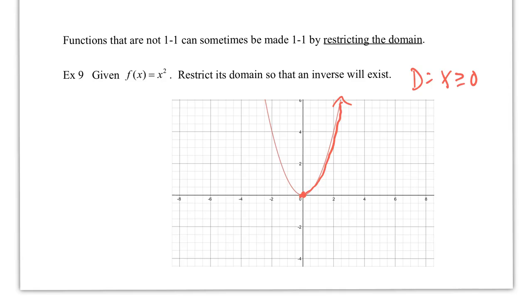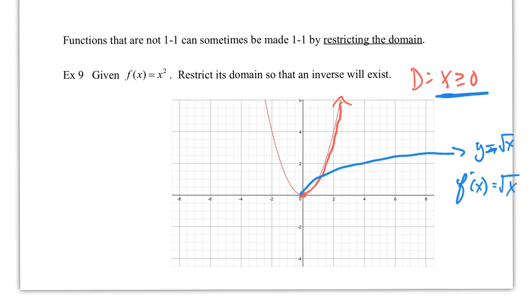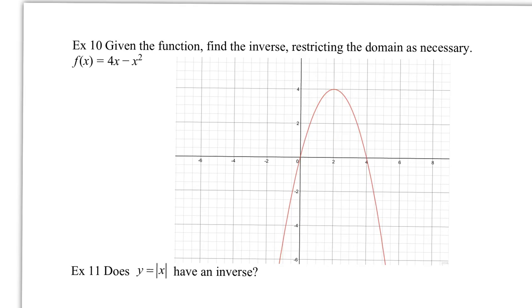So I just simply graph this as the square root function, which is really what it is, right? So if I graph this, I get this square root function like this, which is, if I switch the x's and y's and solve for y, I get y equals the square root of x. And that's what the graph looks like, or f inverse of x, if you will, equals the square root of x. So I can restrict the domain to x is greater than 0, and that way I can create an inverse.